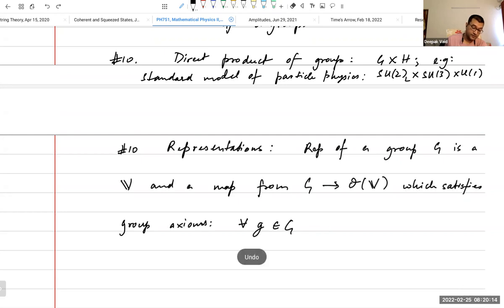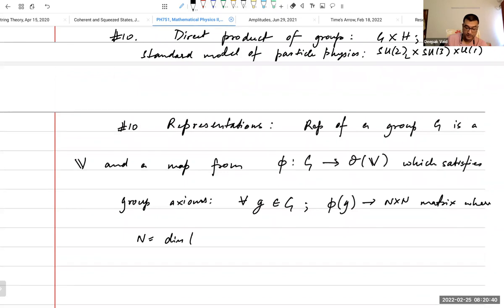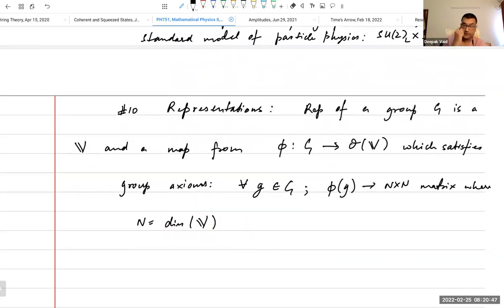So that means for each element of the group, this map gives you a matrix. This map phi of G gives you an n by n matrix, where n is the dimension of the vector space that we are acting on. And so this means that you can have many different representations of a group, and those representations can have different dimensionalities.